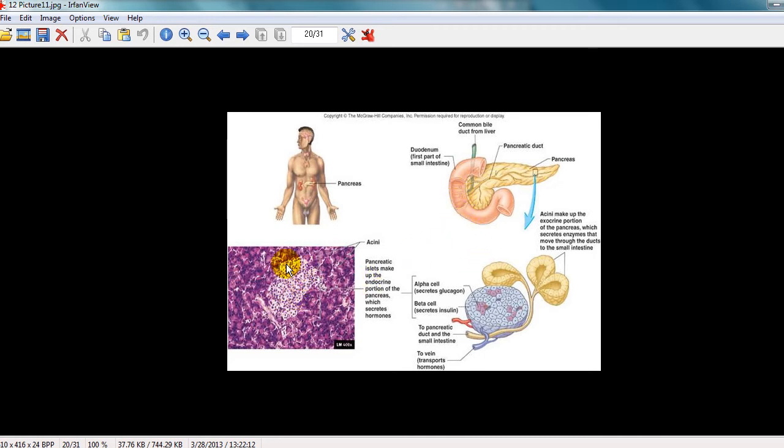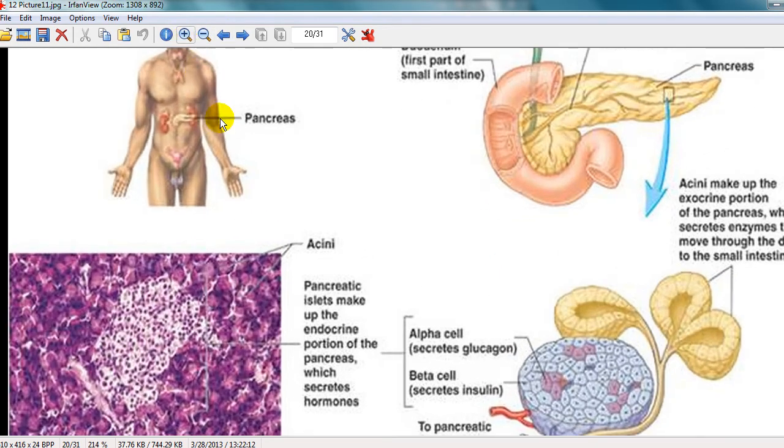Now, on the other hand, you can see right here the lighter area of this image, and if we magnify that, you can see the islet of Langerhans and the alpha and beta cells that comprise that structure. And this is the endocrine portion of this dual-natured gland or organ, and it's going to be controlling blood glucose levels with its alpha and beta cell release.